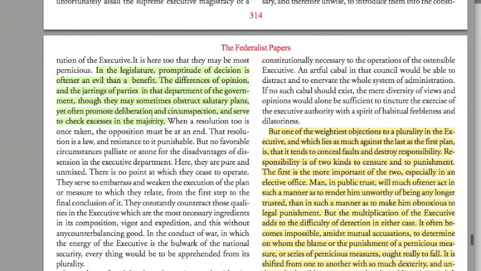And then he goes back into, here in green on page 315, explaining why having multiple people or a legislature, kind of like the United States Congress, make decisions for the united country is a bad idea. "The difference of opinion and the jarrings of parties in that department of government, though they may be sometimes obstructs salutary plans, yet often promote deliberations and circumspection and serve to check excess in majority." There's good reasons for having a lot of people do something, but it's really slow, and there are times where you need a strong executive to make quick decisions.